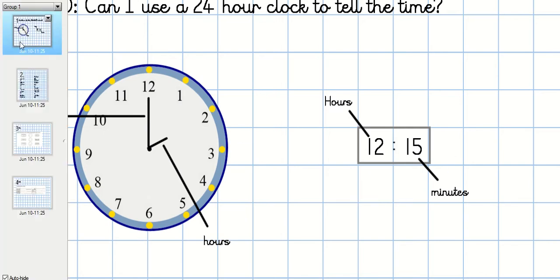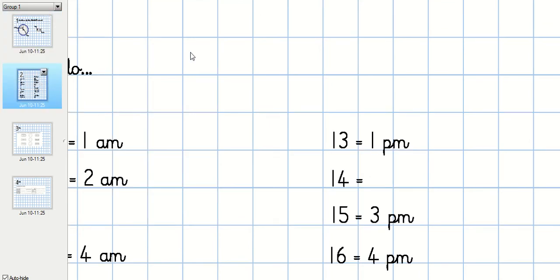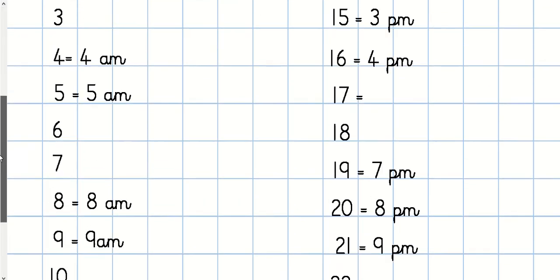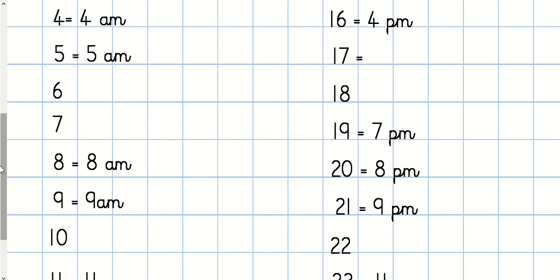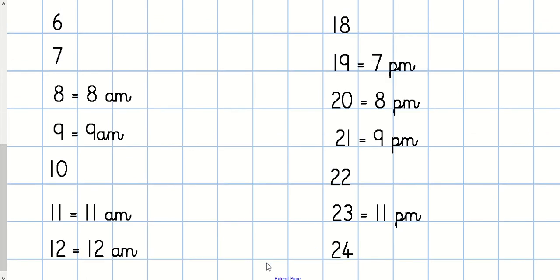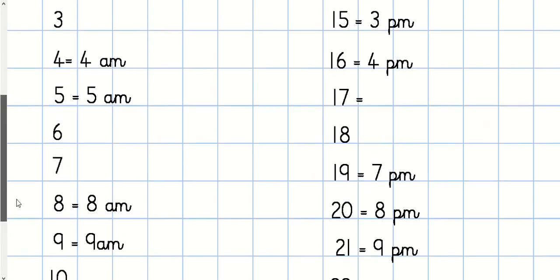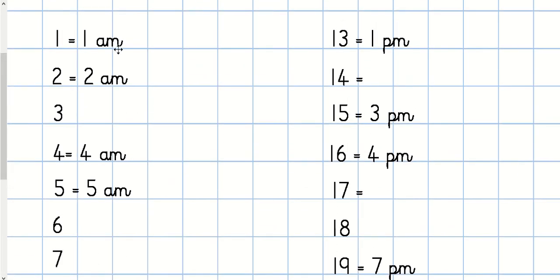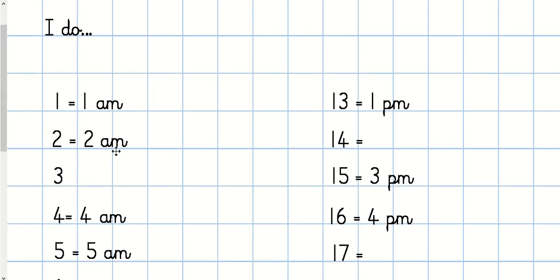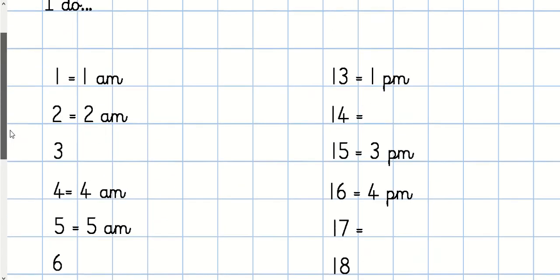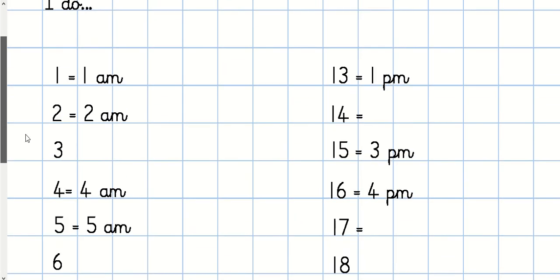Let's look at a 24-hour clock in more detail. Okay, a 24-hour clock, you guessed it, goes up to the number 24. But using our knowledge of AM and PM, I want us to try and fill in the blanks. If 1 equals 1 AM and 2 equals 2 AM, what do you think 3 is going to equal? That's right, it's 3 AM.